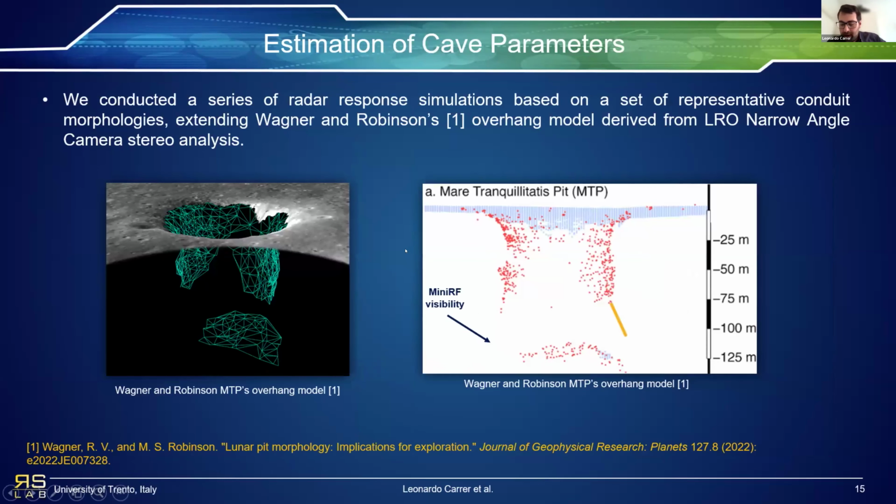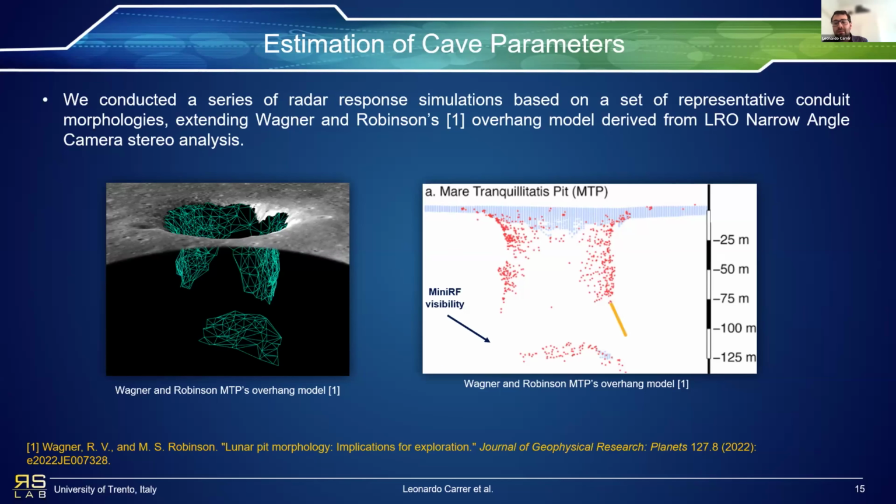So given this, we arrived at the conclusion that from the radar image, as we were observing on Earth, also on the moon, we were actually looking with the radar inside the cave. And so the next step was, okay, we identified that there could be a cave there, but how can we estimate the cave parameters?